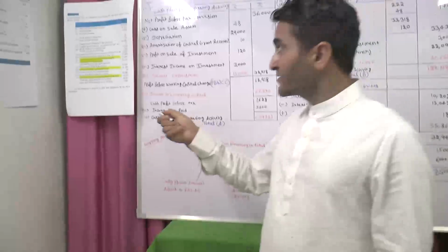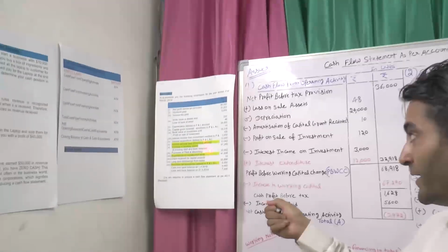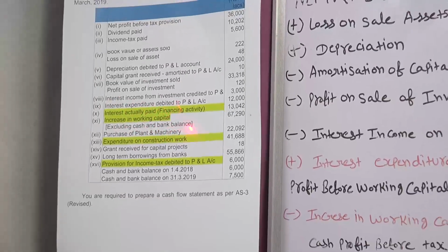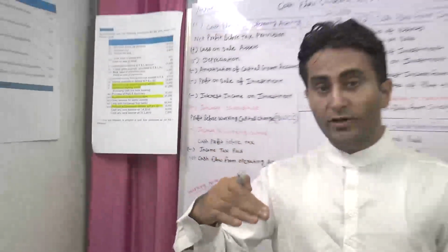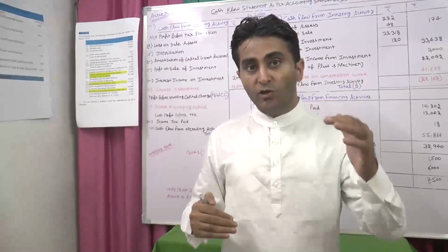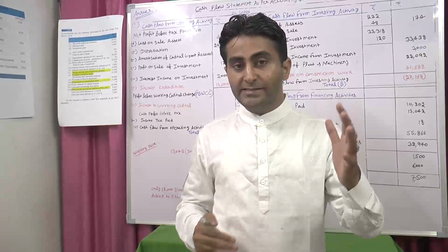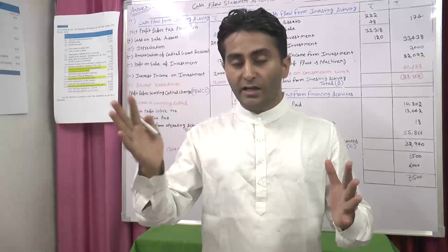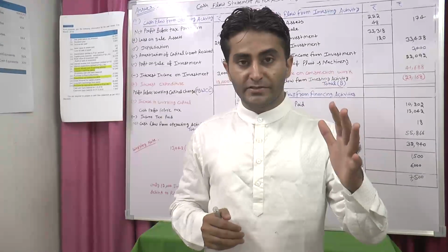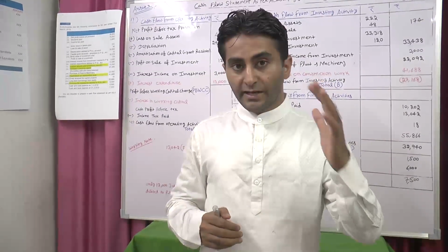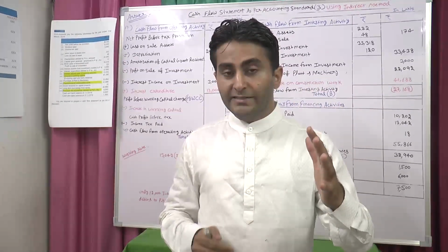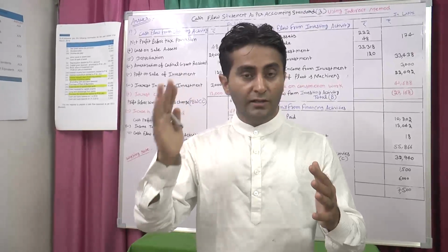Okay, so next is increase in working capital 67,290, excluding cash and bank balance. Increase in working capital will lead to decrease in cash flow. What is the meaning of working capital? Working capital means current assets minus current liabilities. Current assets are like stock, debtors, prepaid expenses. Current liabilities are like creditors, short-term loans, outstanding liabilities. Working capital is the net current assets over current liabilities.